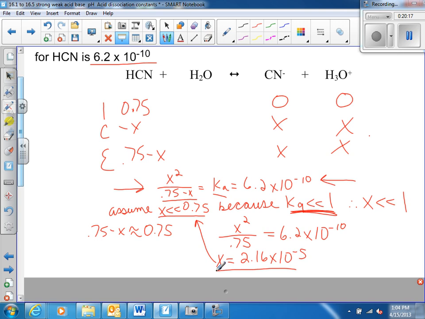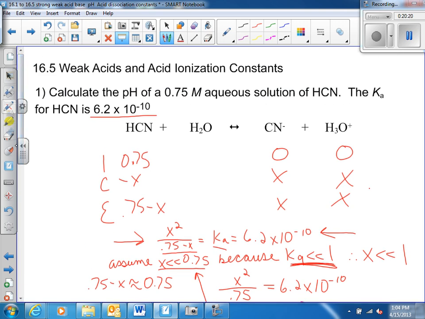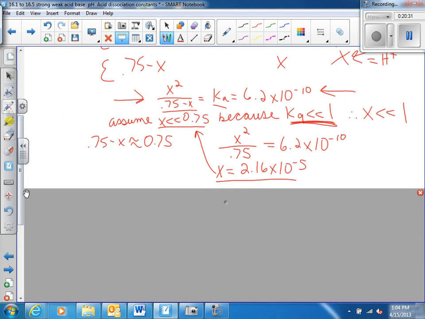Now, the question asked for the pH. And pH I get from H+. I have x, which is my H+ concentration. So to get the pH, this is H+, and pH is negative log of H+. So I just take the log of that number, and I get pH is 4.7. And I'm done.